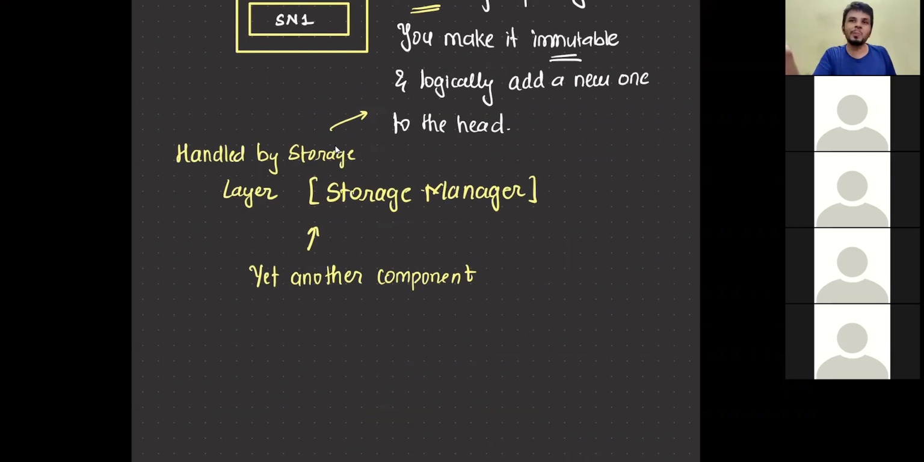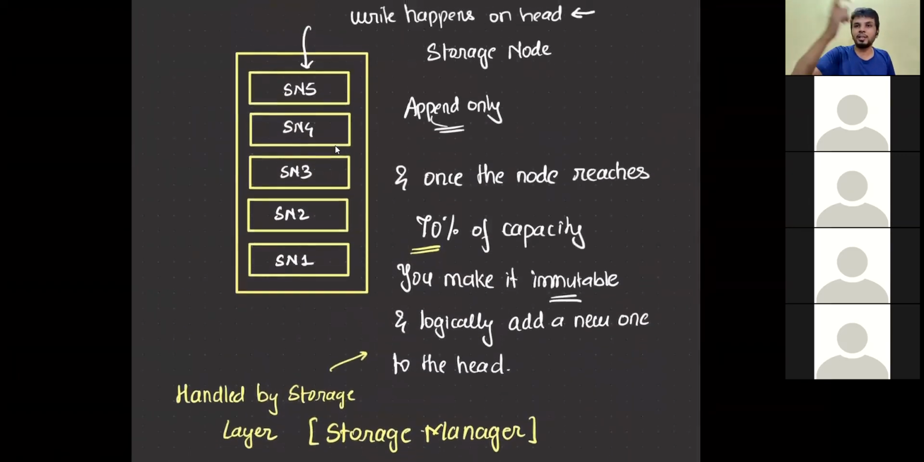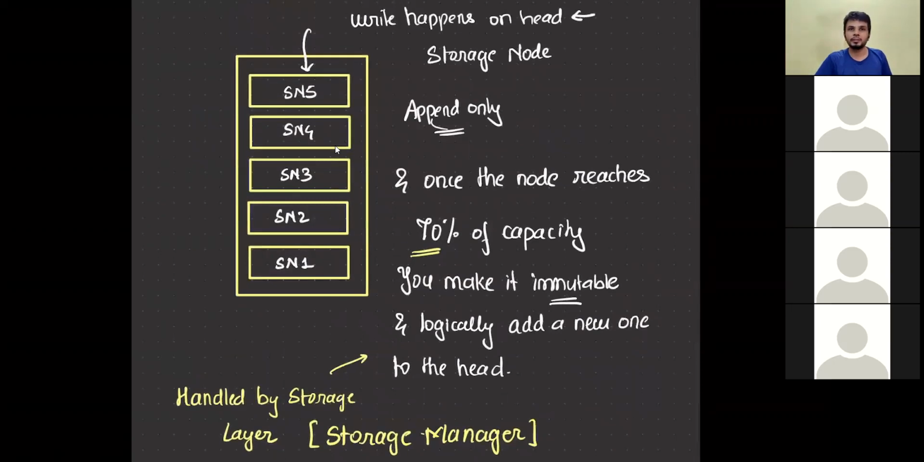You may add one more component to it, like a storage manager. There has to be some process keeping an eye: my storage node is 70% full, now what do I have to do? Once my storage node is 70% full, I have to add one more storage node at the top of this. So we'll add one more component, the storage manager, whose job is to keep an eye on this and add one to the head of it.